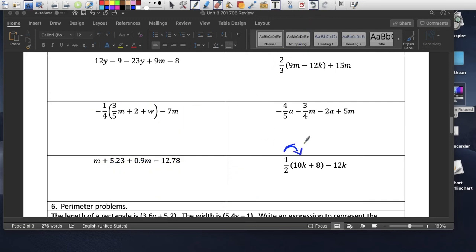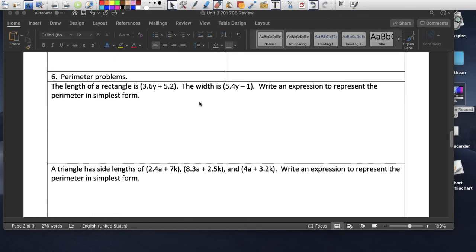Again, distributive property, and then combine like terms. So half of 10 is 5k, half of 8 is 4, and then minus 12k. Combine this guy with this guy. So 5k minus 12k is negative 7k, and then plus 4. Well, I feel like this is super easy.